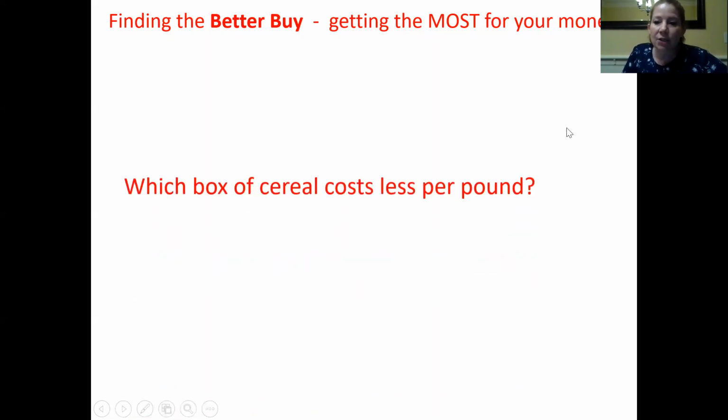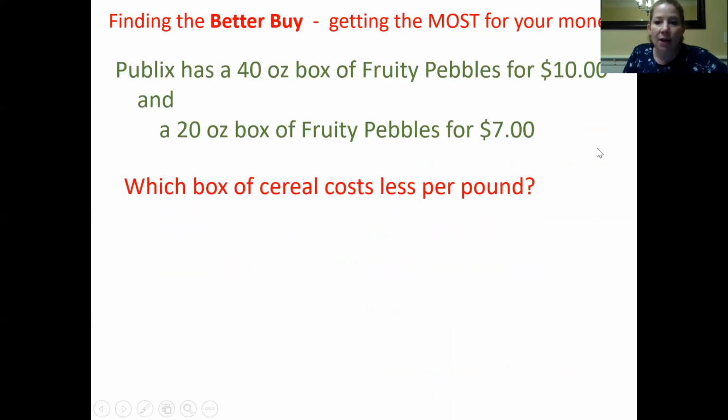But if you don't see the unit rate on there, we can figure out what the unit rate is. So let's say that Publix was having a sale. The sale is that you can buy a 40-ounce box of Fruity Pebbles for $10, or a 20-ounce box of Fruity Pebbles for $7. Well, of course, the smaller box, you're going to spend less money, but is it the better buy? So let's compare. Let's divide our $10 by our 40 ounces. Well, 40 won't go into 10, so we'll add a decimal and a couple of zeros, bring that decimal straight up.